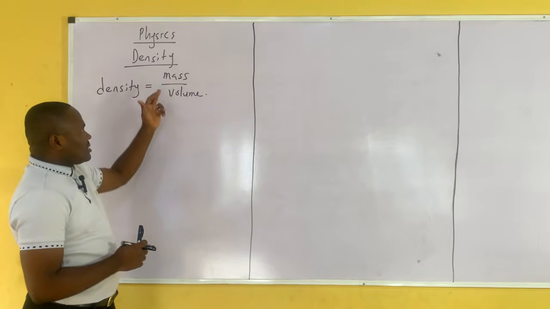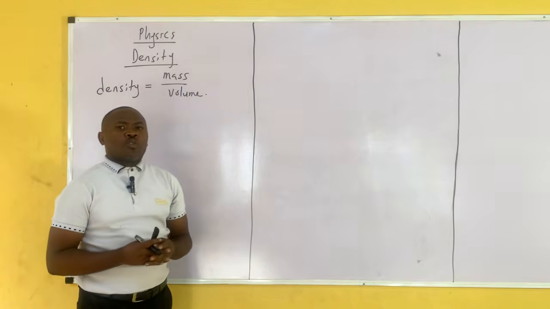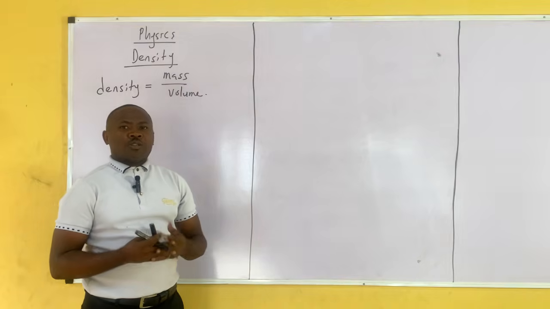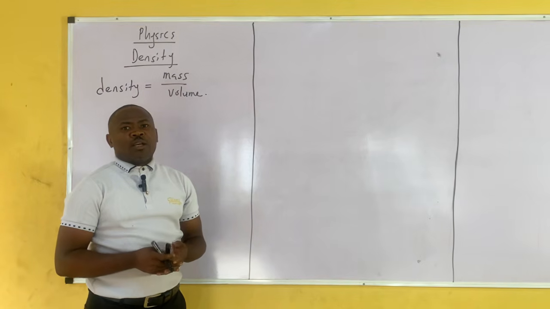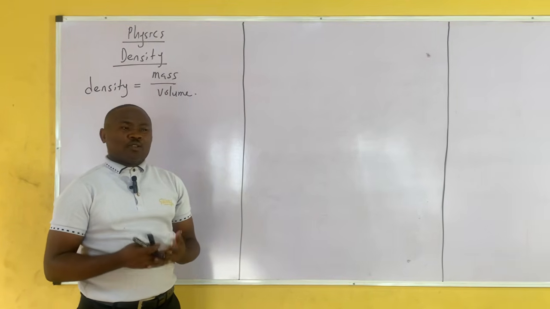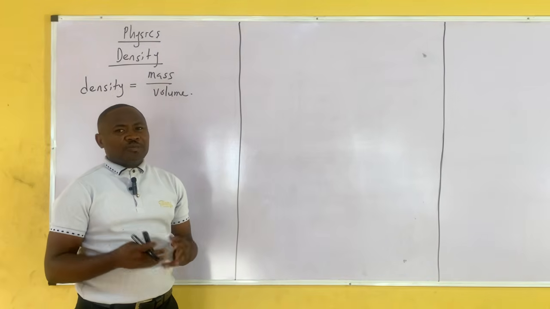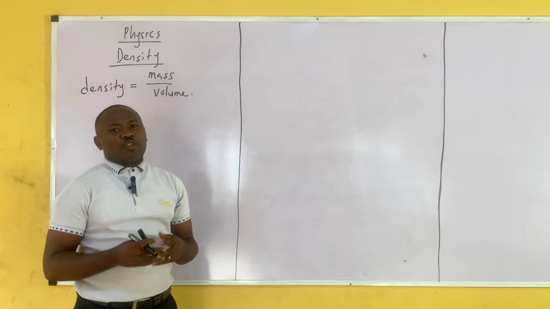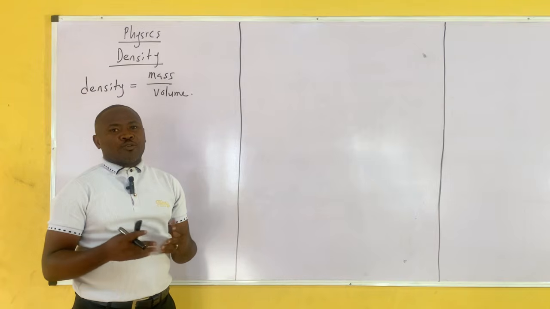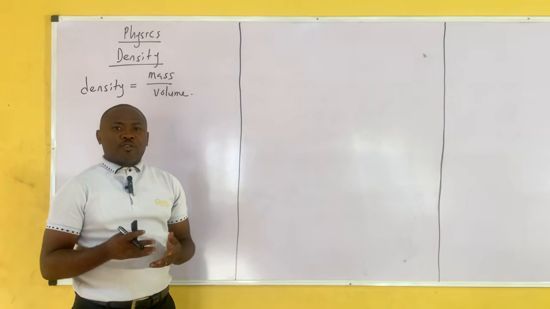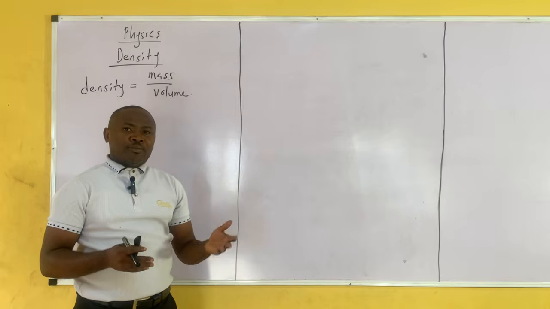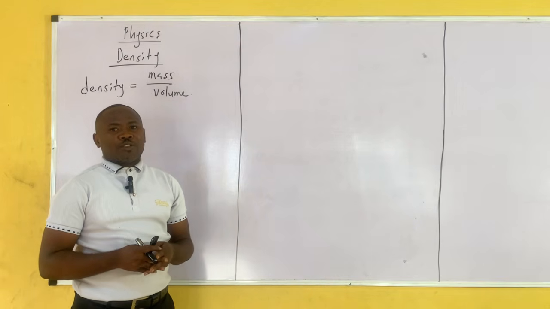Now, what is mass? Mass is the quantity of matter a substance contains. And what's the SI unit of mass? The SI unit of mass is kilogram. Now remember, there are various instruments that can be used to measure the mass of a substance. You have, for instance, the beam balance.